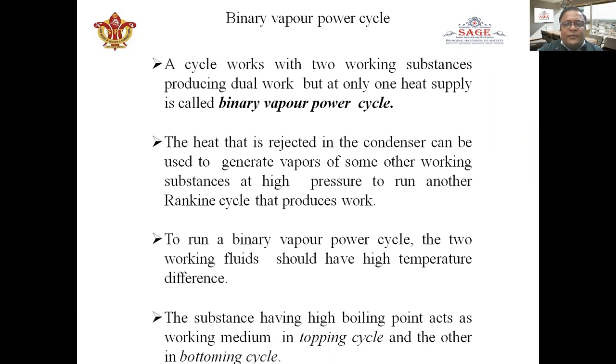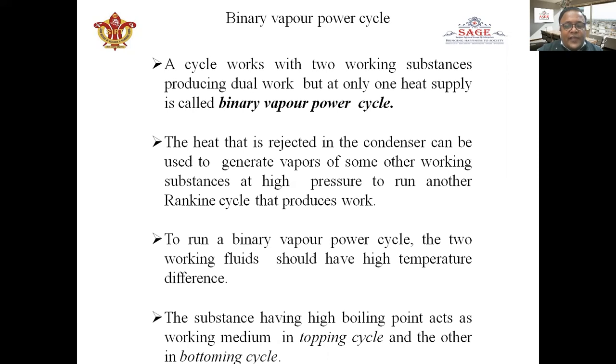that is called a binary vapor power cycle. This is the main motive of the binary vapor cycle. The heat that is rejected in the condenser can be used to generate vapors of some other working substance at a high pressure to run another Rankine cycle that produces work. In a simple Rankine cycle, simple vapor is used in the steam turbine to produce work in the turbine section, and after that the power can be utilized in the alternator for other places.